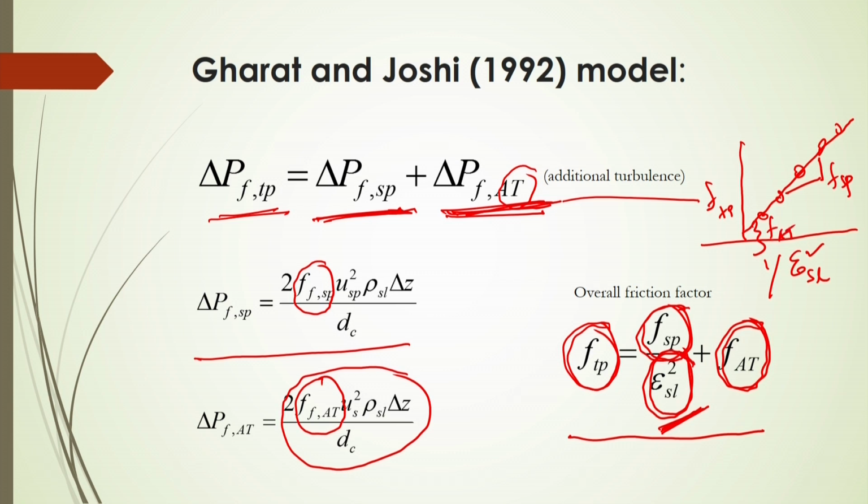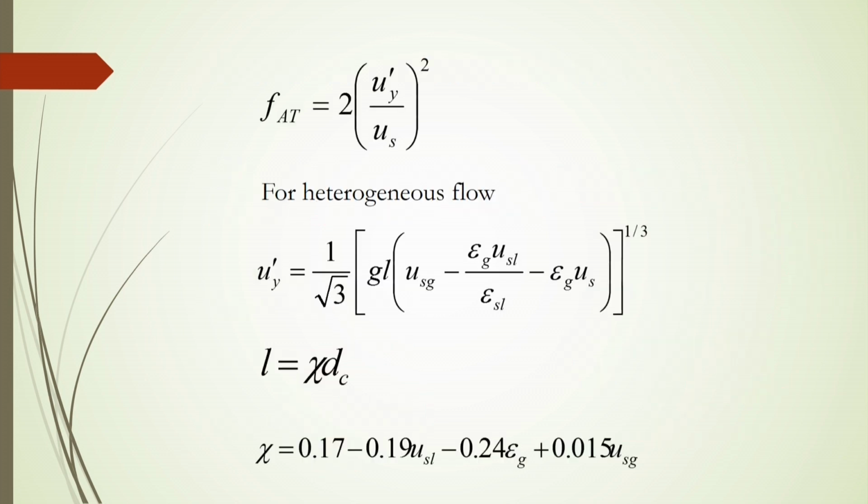So, from this analysis of the overall friction factor from the experimental data, you will be able to calculate what should be the friction factor due to this additional turbulence. Now, this additional turbulence actually depends on the velocity fluctuation inside the bed. Now, that velocity fluctuation may be in the y direction, z direction or x direction.